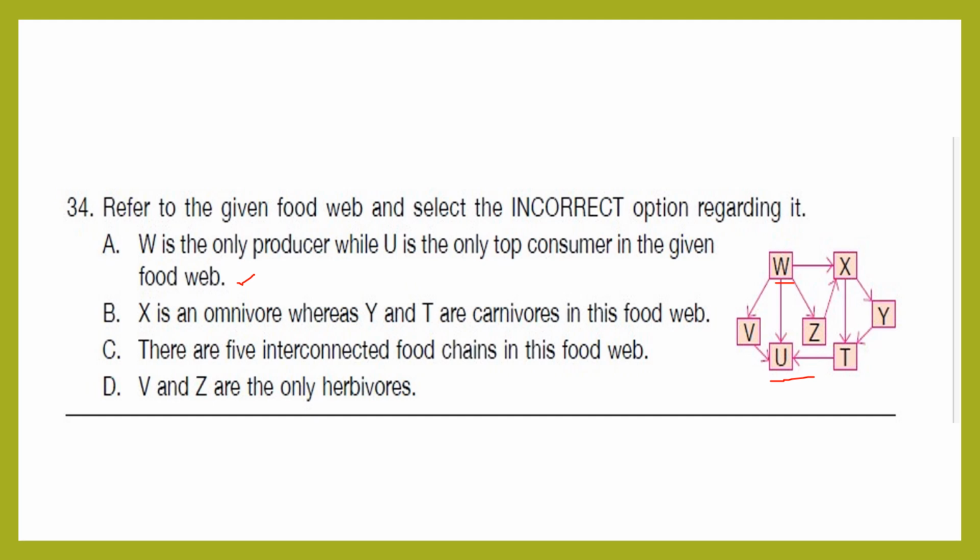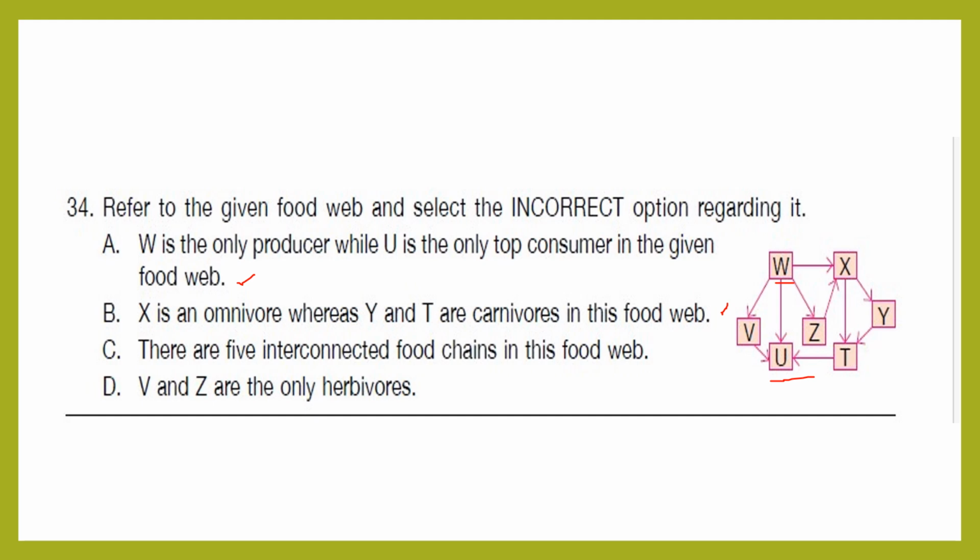X is an omnivore. Where is X? X feeds on W and X feeds on Y and Z. So that means X is eating W, that is a plant, and animals also. So X is omnivore, whereas Y and T do not eat W, that is plant. So they are eating only animals. That means Y and T are carnivorous in this food chain. This is also correct.